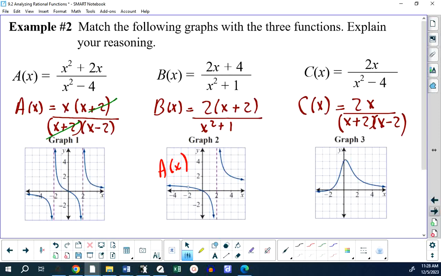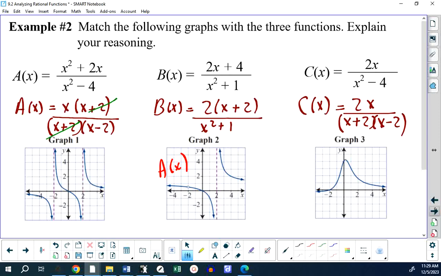So when we look at these two non-permissible values for A of x, the x plus 2 cancels. The non-permissible value that goes with the x plus 2 is -2, but that means that's the x-coordinate of the hole, because this is the rule. When they cancel, you get a hole. You with me on A of x being graph 2? Okay.